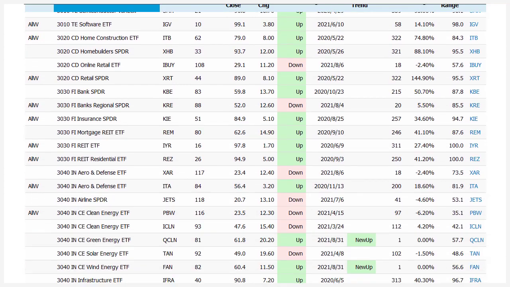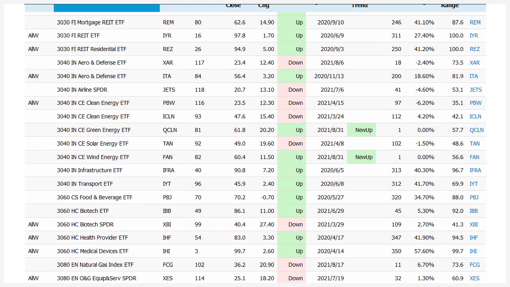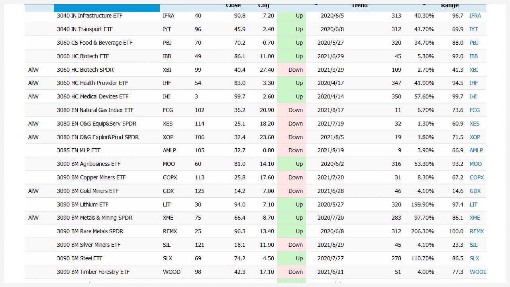Now, if we move down, we can see some pockets of red forming. Aerospace and defense, we've got some red. Clean energy, we've got some red. But we can see QCLN triggered bullish recently. There's a new uptrend. And what caught my eye was looking at the ARK ETFs.